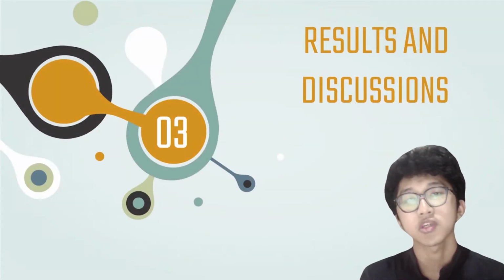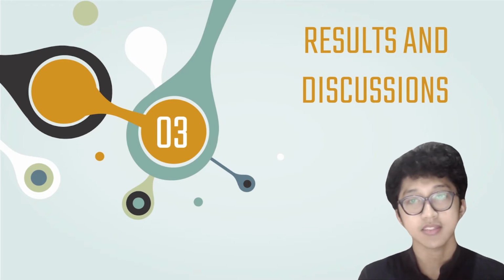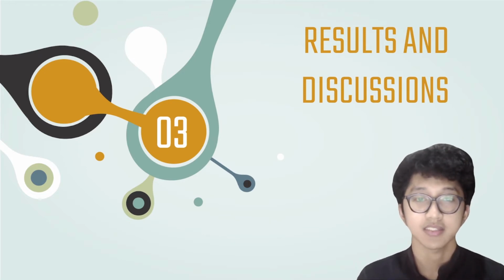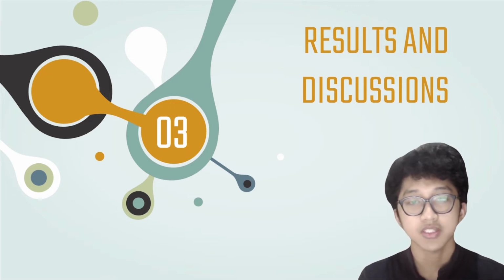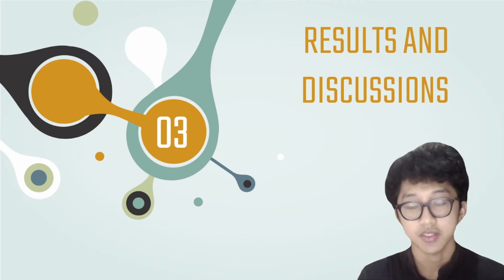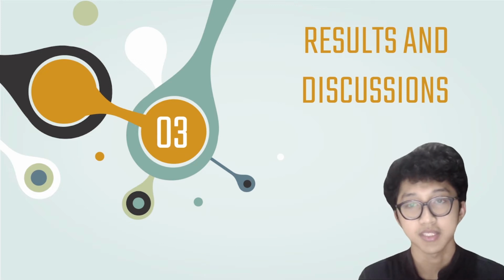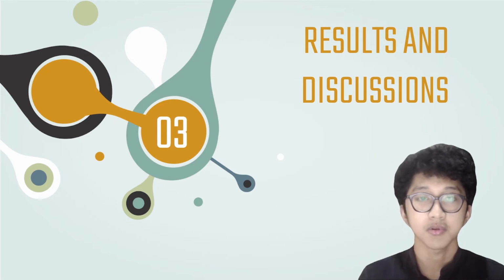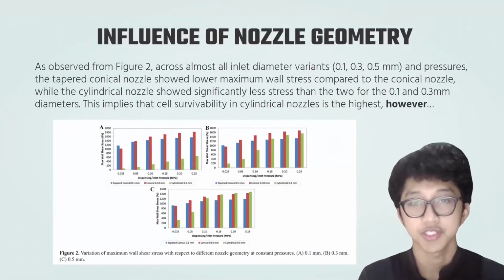Now we will begin to explore what the authors found through their simulations and tests in the results and discussions section. We need to recall that the factors being investigated by the authors are the effects of the nozzle geometry, the nozzle diameter, the inlet pressure being applied, as well as the effects of the bioink rheology being selected and its relation to the printing speed. And so, first, we will see the results on the tests on the influence of nozzle geometry.